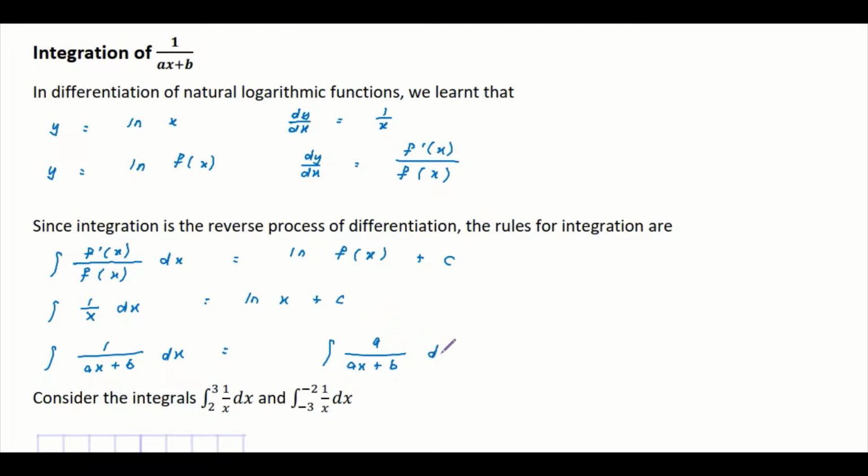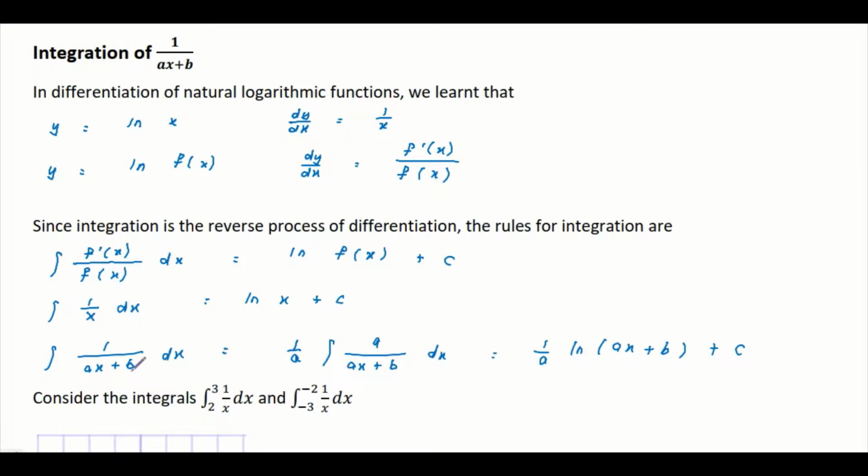Okay, but we can't simply add an a here, so the original function is 1. What we need to do is divide by the a that we multiplied just now. So this is what we have, and now you can integrate it. So 1 over a is the constant that you have outside. So a over ax plus b is just f prime x divided by f(x), right? So now you can change it into natural log already.